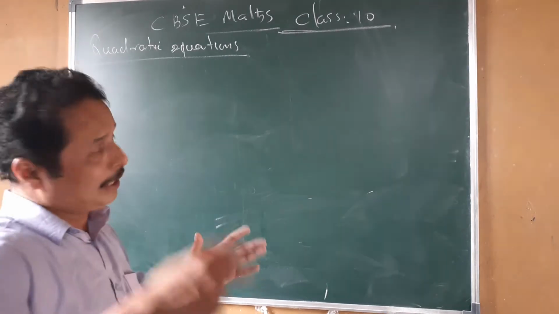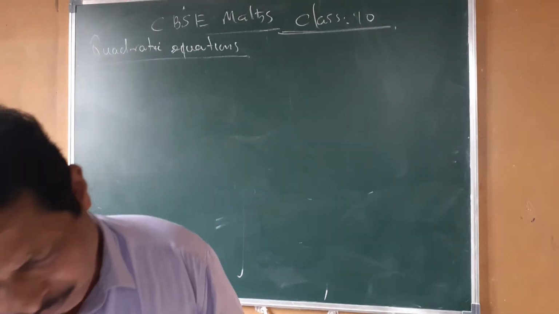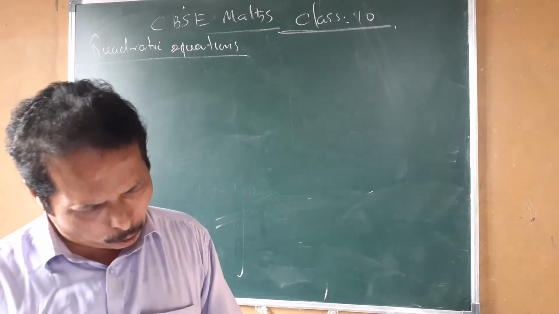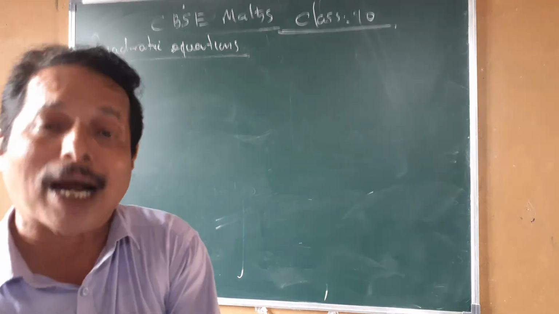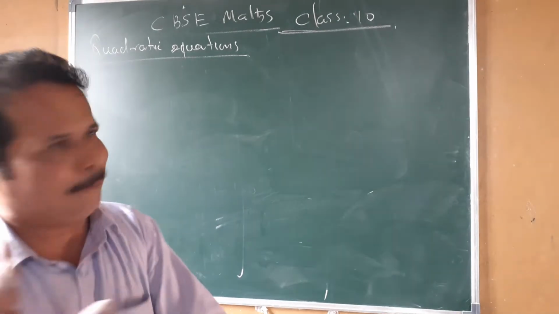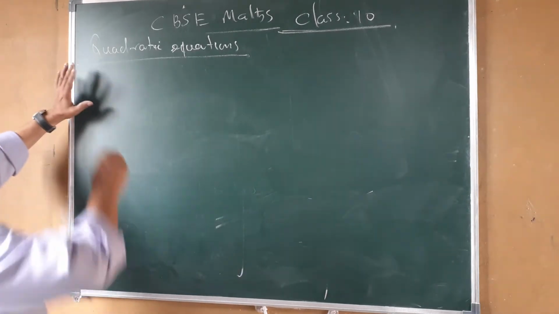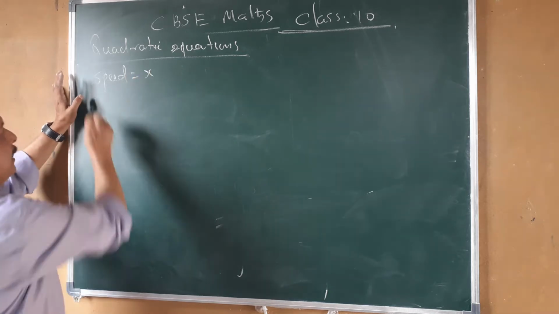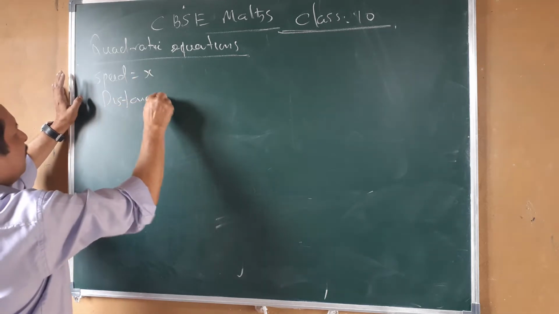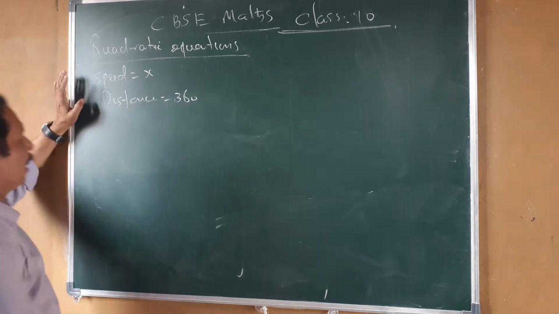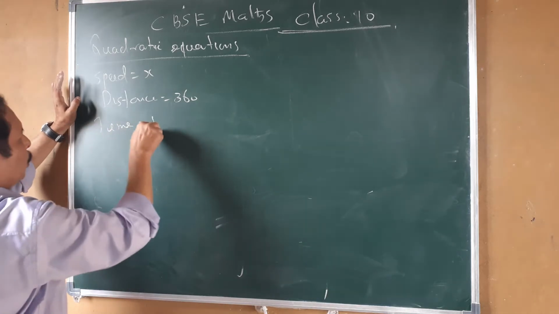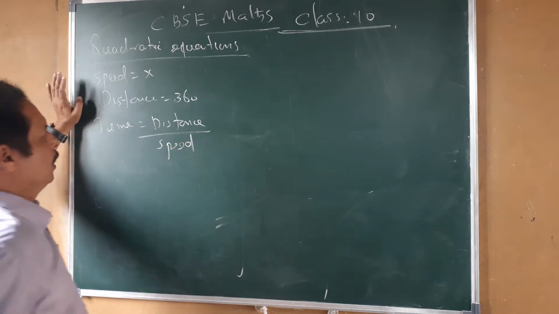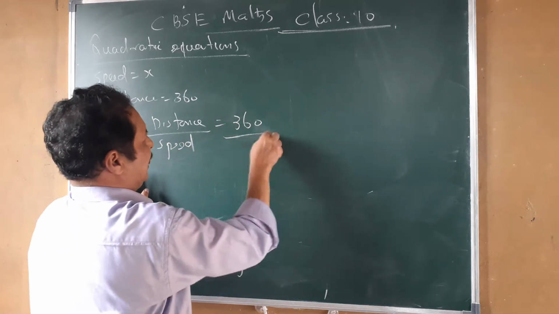If the speed had been 5 km per hour more, it would have taken 1 hour less for the journey. That is the concept. You look at that idea. Let the speed of the train equal x. And distance is already given as 360 km. And time equals distance divided by speed. So that's equal to 360 divided by x.